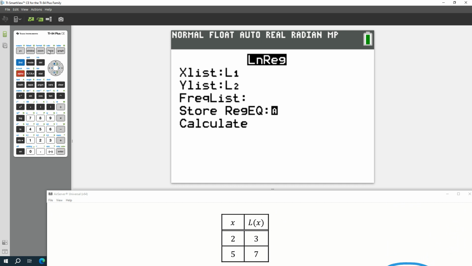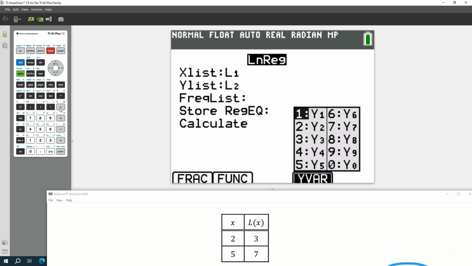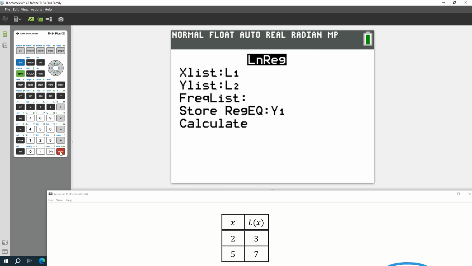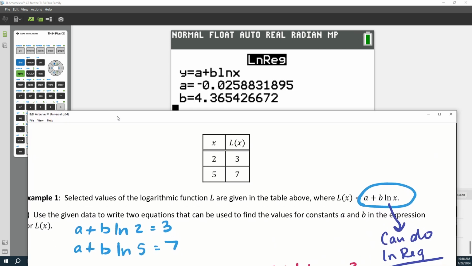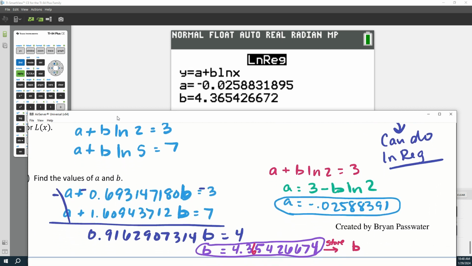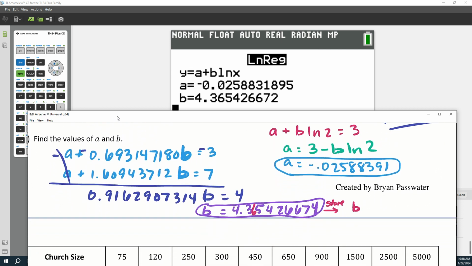So it's alpha, trace, and then choose number 1. There it is. And unless we messed something up, we should get the same A and B, and it is the same A and B. So much faster.